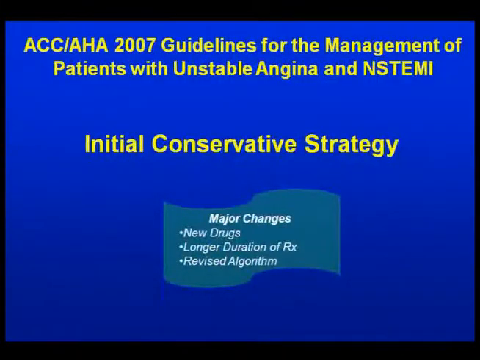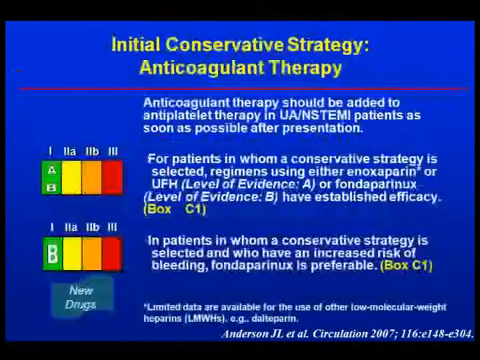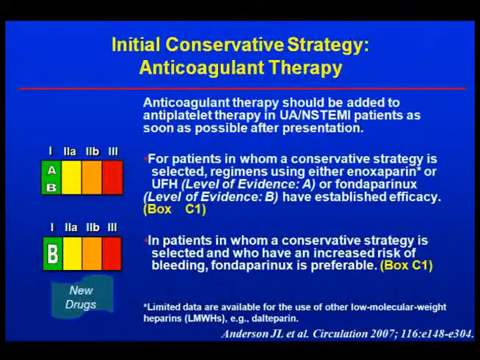There are some other guidelines there about 2 anticoagulants, which I'm going to skip. Now, what about patients that are managed conservatively? If you're taking an initial conservative approach, clopidogrel should be given in addition to aspirin. So we don't withhold clopidogrel in patients that are not going to the cath lab. And it's recommended that it be given for at least 1 month and ideally up to 1 year, and that's based on the CURE trial, because in most of those patients in the CURE trial, patients were managed conservatively.